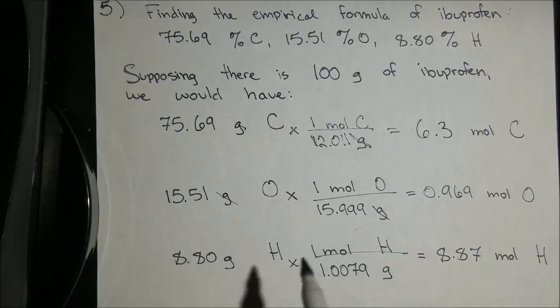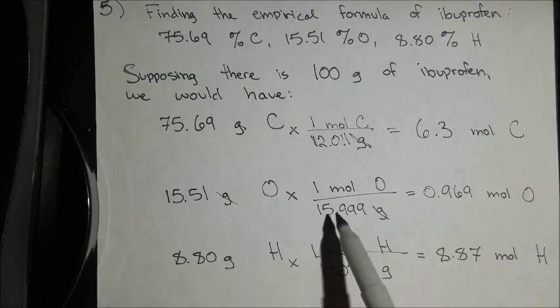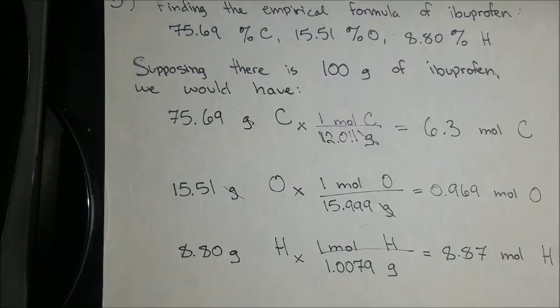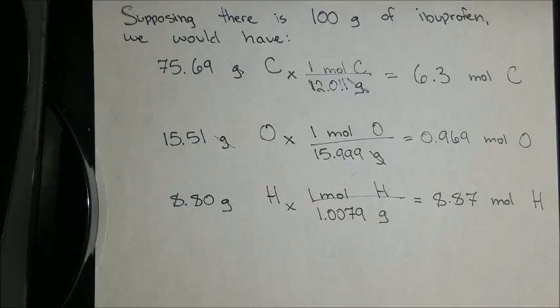Okay, so all I've done is converted all of these masses into moles for each of the elements, for carbon, oxygen, and hydrogen. So where do we go from here? Well, what we can do with these moles now is take them and make them into an empirical formula.